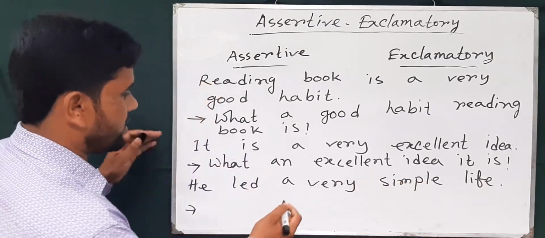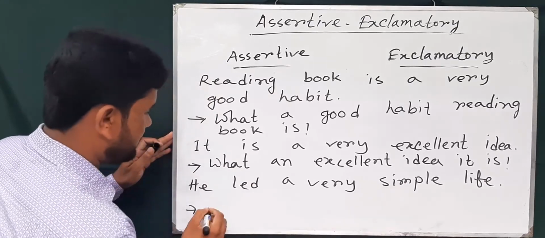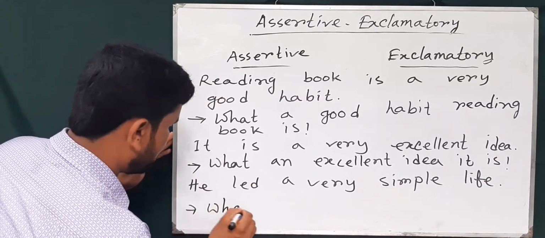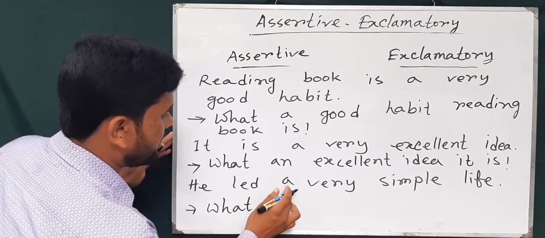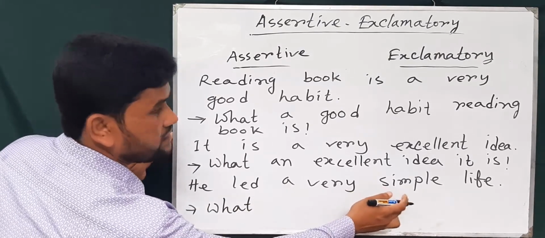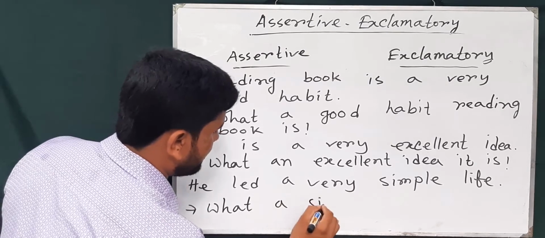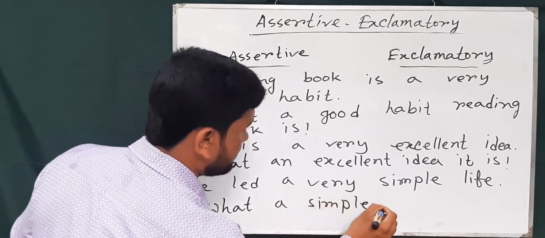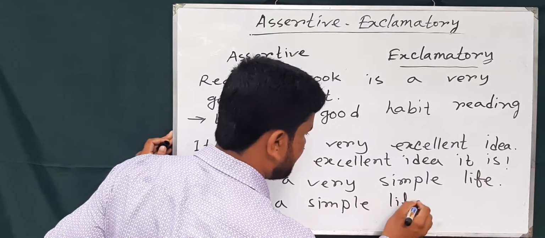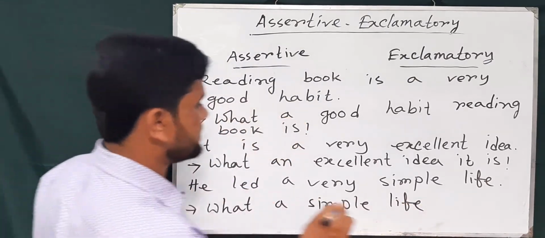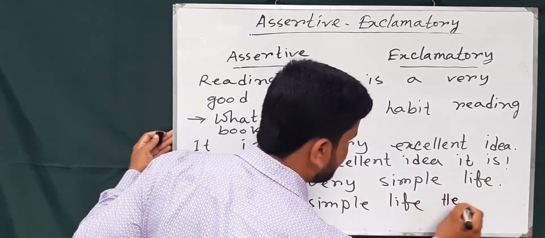So the next one, a very simple, so we use what, then a or an, because before simple, so a simple life, and then subject and verb, he led.